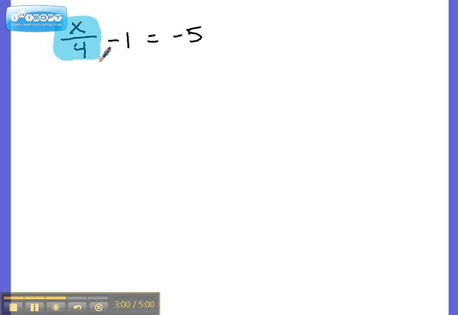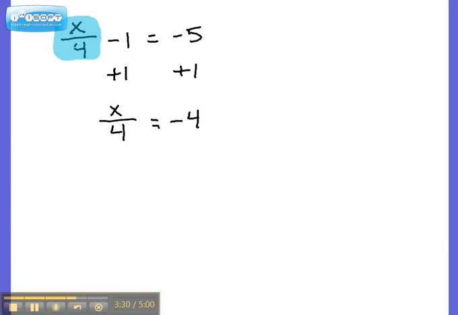So I have this minus 1, so we need to do the opposite of that. I need to add 1 to both sides. So minus 1 plus 1, they're going to cancel and become just plus 0. So all I have left on the left side is x divided by 4. Negative 5 plus 1 is going to be negative 4. So different signs. 5 is bigger, so we're going to use the sign of 5, which is a minus sign, or a negative. And 5 minus 1 is 4, so we get negative 4.